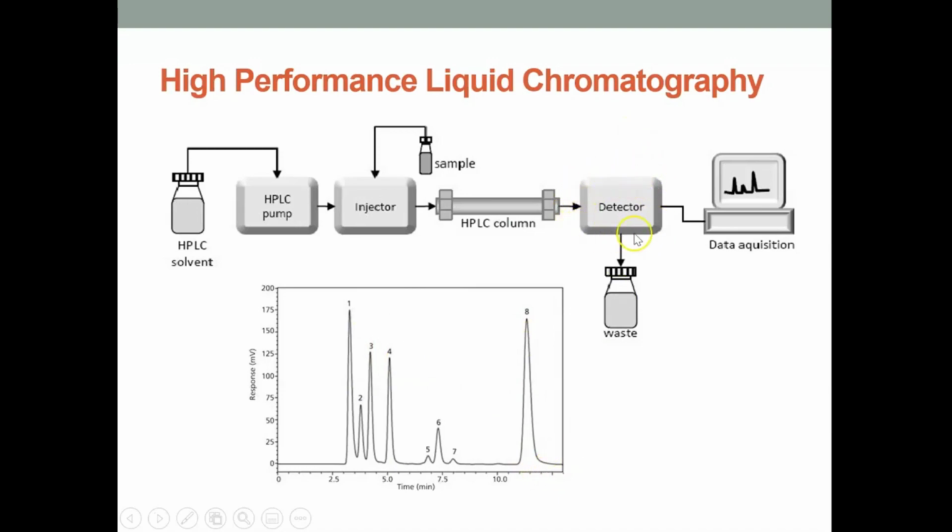HPLC also would run typically with some kind of a detector, often a UV-vis, and you'd have your waste products going out here and your data acquisition, and you get a result that looks something like this, which shows you your different analytes as different peaks at different eluting times.